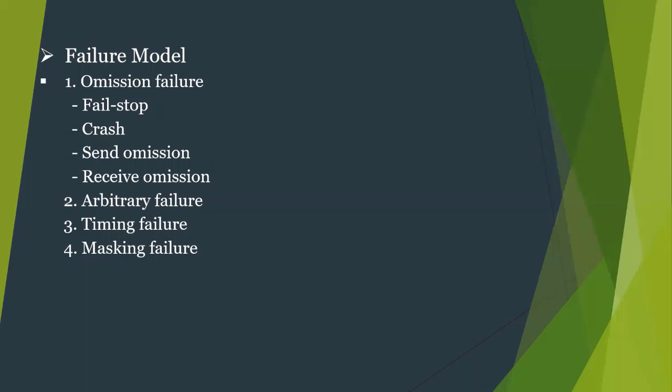The second is arbitrary failure. Arbitrary failure is used to describe the worst failure. The worst failures are those in which any type of error may arise. Arbitrary failure is also known as Byzantine failure. For example, the process may set wrong values in its data items, or it may return wrong values in response to invocations.